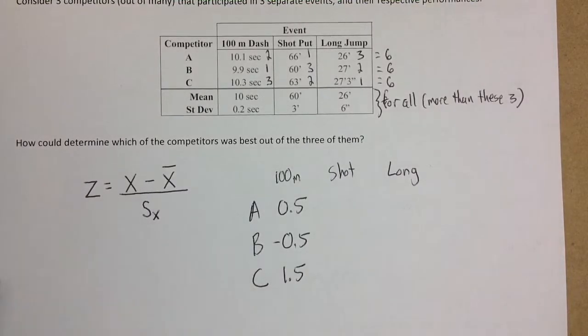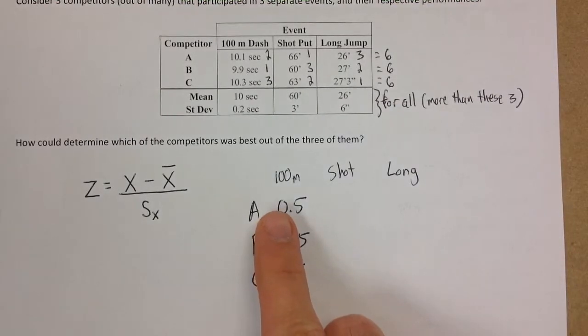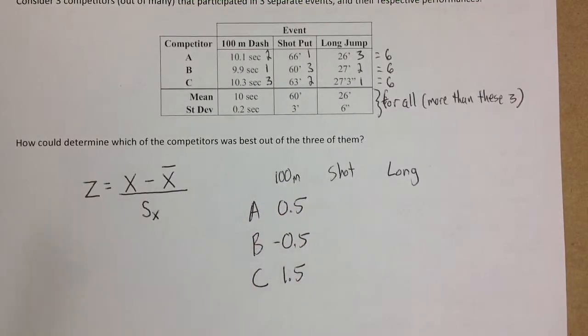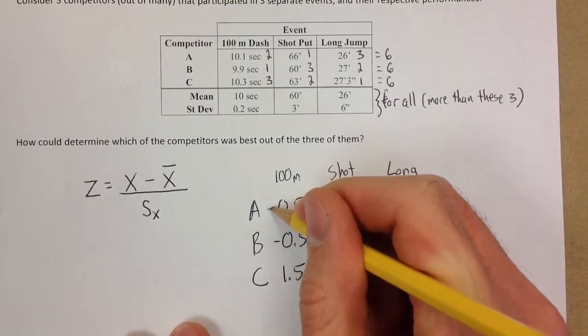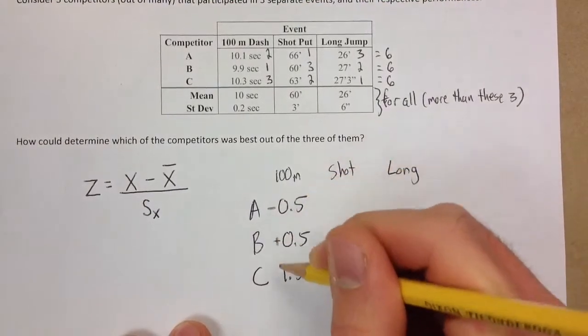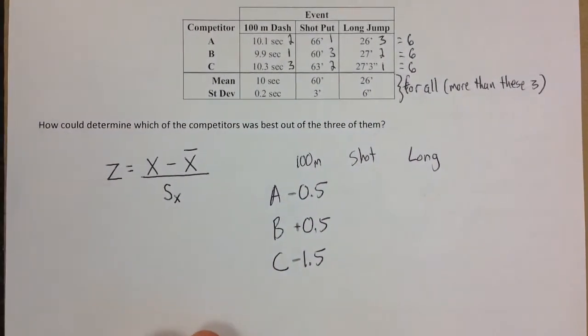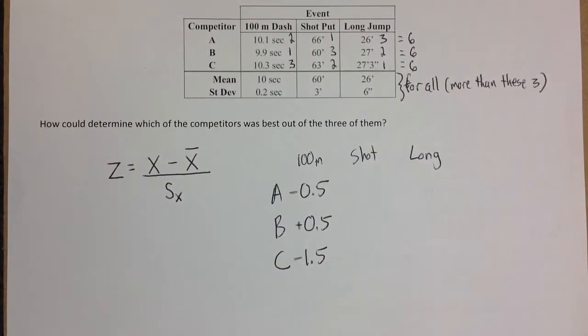But I made an error in judgment. Tell me what it was. Yes? Well, if you're 1.5 standard deviations above the mean, that would mean you did worse. It's the 100-meter dash. Exactly. Okay, very good. Think about what you're doing. What we might want to do here is switch the signs to account for this. So I'll make this negative, I'll make this positive, and I'll make this negative. Now we can see competitor C did not do well.